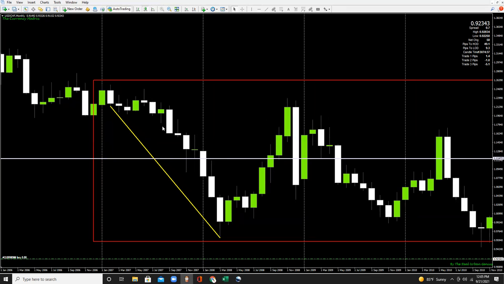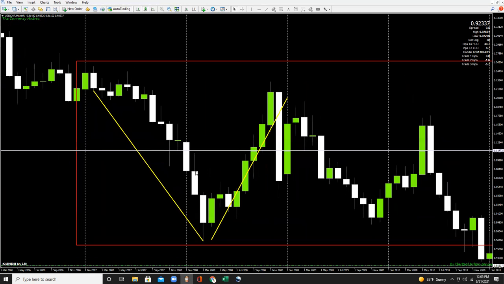Now continuing down, now we have a higher low and the trend changed. Notice how the trend has changed. The first higher low did not change the trend. The second one did.